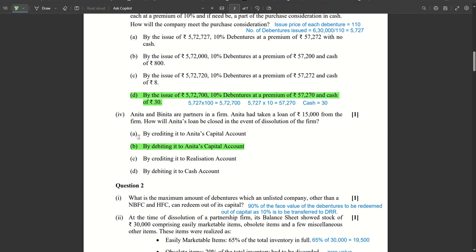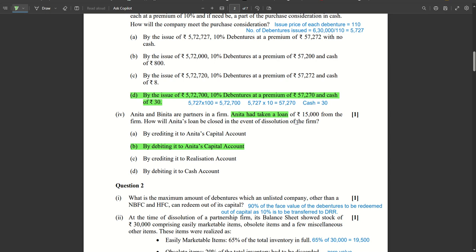The next one. This is interesting and tricky, but if you know the rules, it becomes easy for you, right? So what is it? Anita and Benita are partners in a firm. Anita had taken a loan of 15,000 from the firm. How will Anita's loan account be closed in the event of dissolution of the firm? Now again, loan taken by Anita.